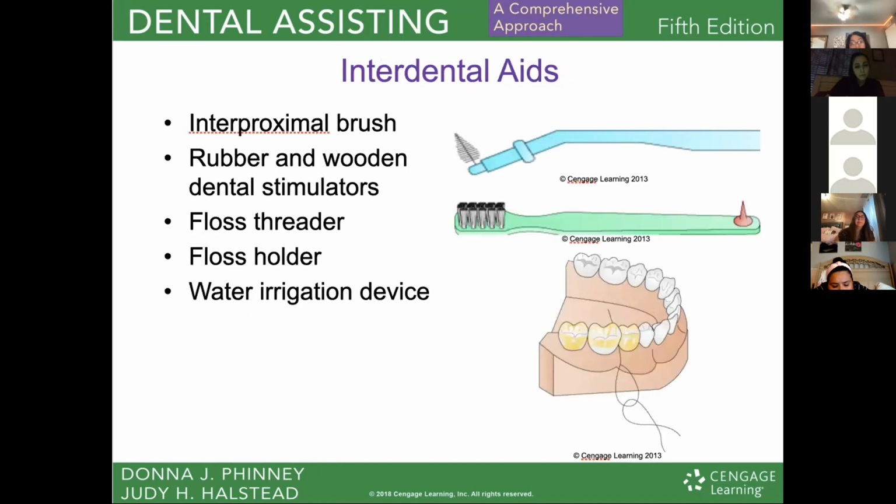Interdental aids can help to clean the area between the teeth, and they may actually stimulate the gingival tissue or the gum tissue in this area. Some of the uses of interproximal brushes is for patients who have open contacts or areas of substantial amount of bone loss due to periodontal disease. So these are things like an interproximal brush, a rubber or wooden dental stimulator, a floss threader, floss holders, or a water irrigation device like a water pick.